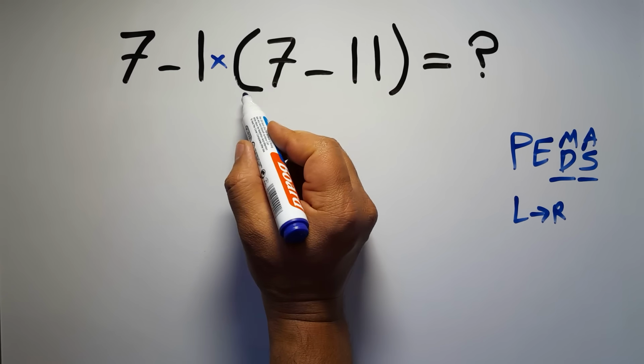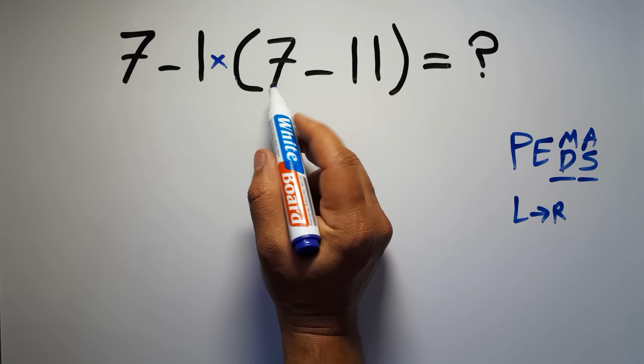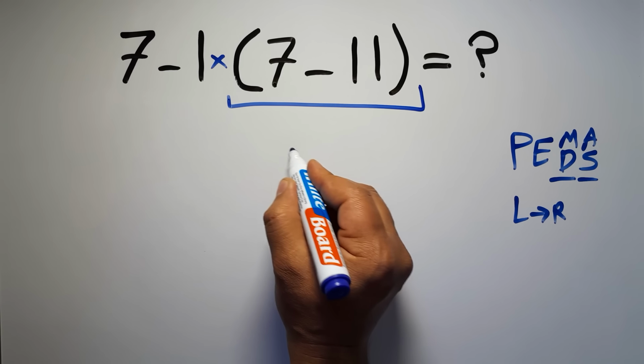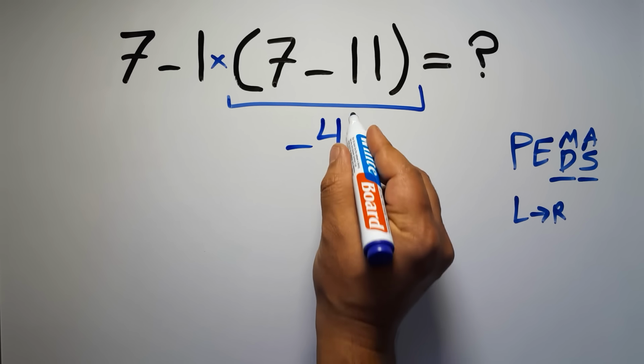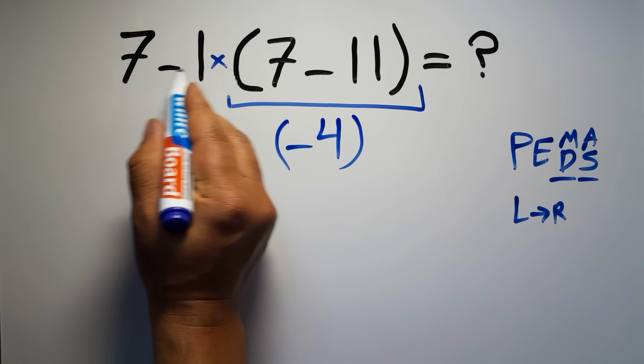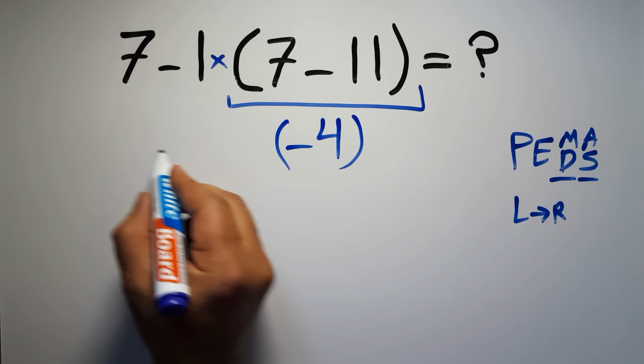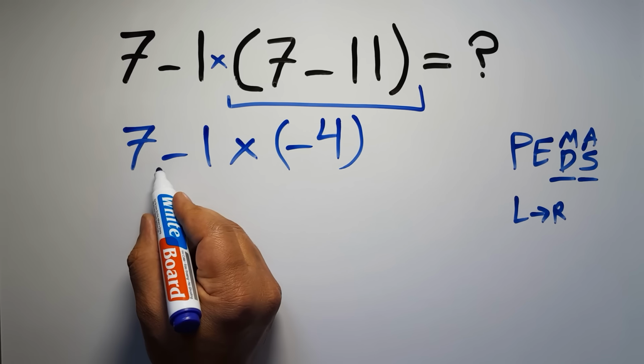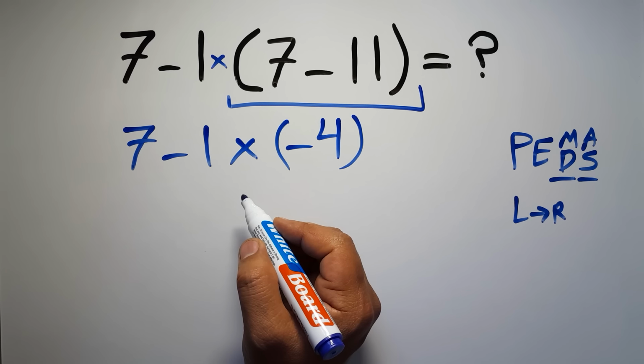So first we have to do this parenthesis. Inside this parenthesis we have 7 minus 11, which equals negative 4. So 7 minus 1 times negative 4. Now we have one subtraction and one multiplication.